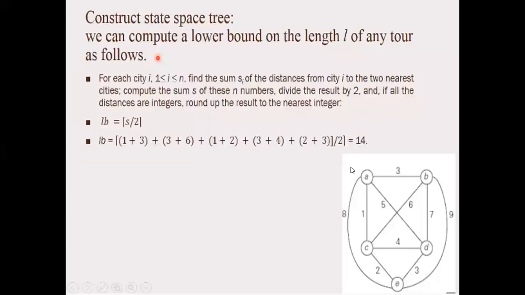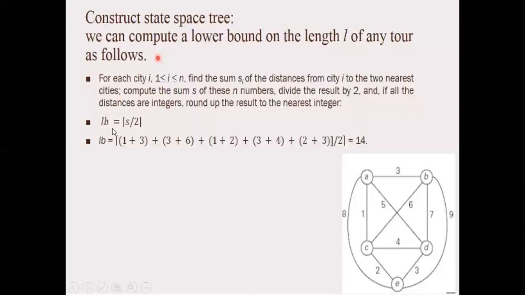So the lower bound is for A, B, C, D, and E. For all these vertices, you need to identify the two shortest routes. For example, let us take A. From A, I can reach B with 3. From A, I can reach city D with the cost 5. From A to C, it is 1. From A to D, it is 4. If you observe, the minimum out of 3, 5, 1, 8 is 1 and 3. So the addition of these two.